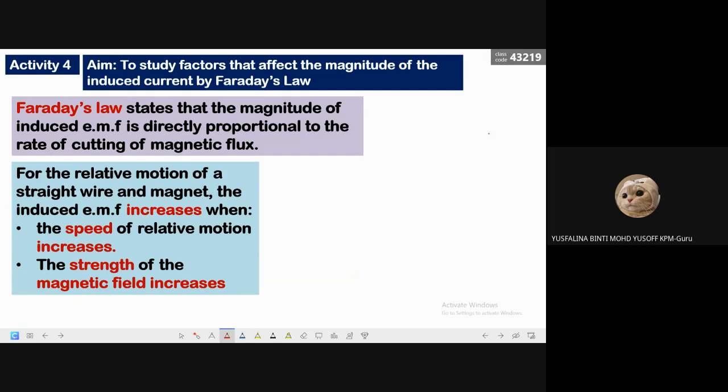But what is Faraday's law? Faraday's law states that the magnitude of the induced EMF or induced current is directly proportional to the rate of cutting of magnetic flux. What does it mean? It means the more lines of magnetic field you cut, the more induced current it will produce.